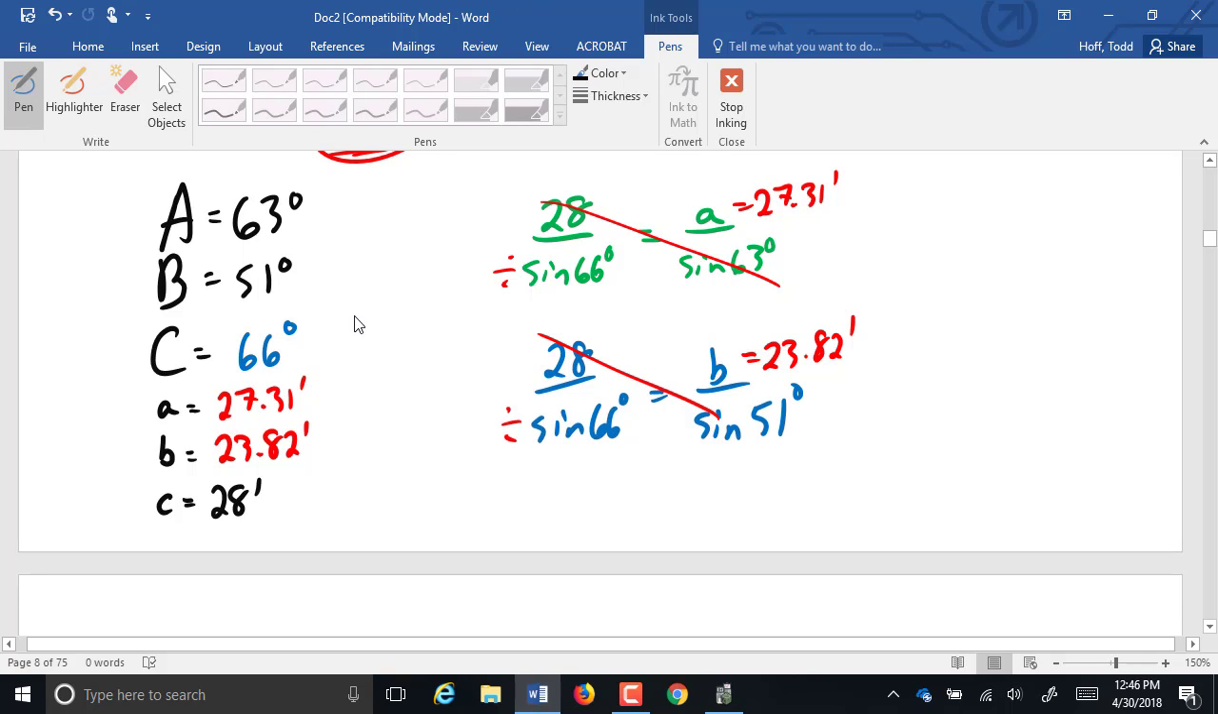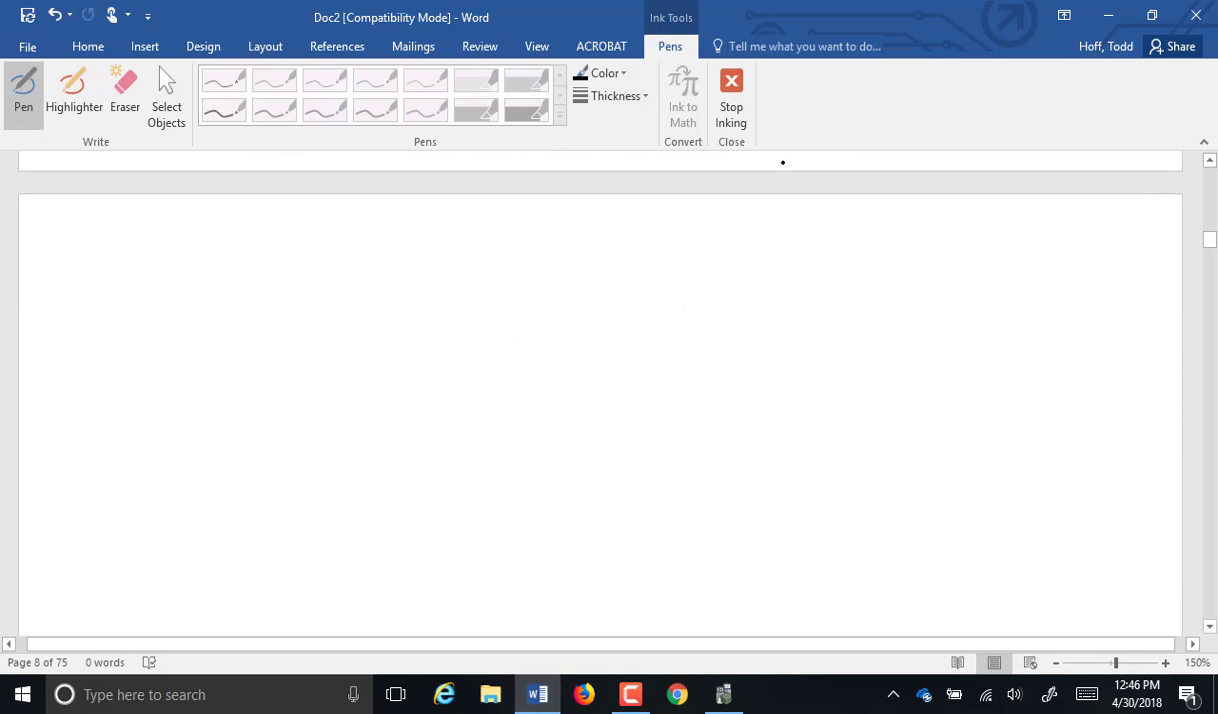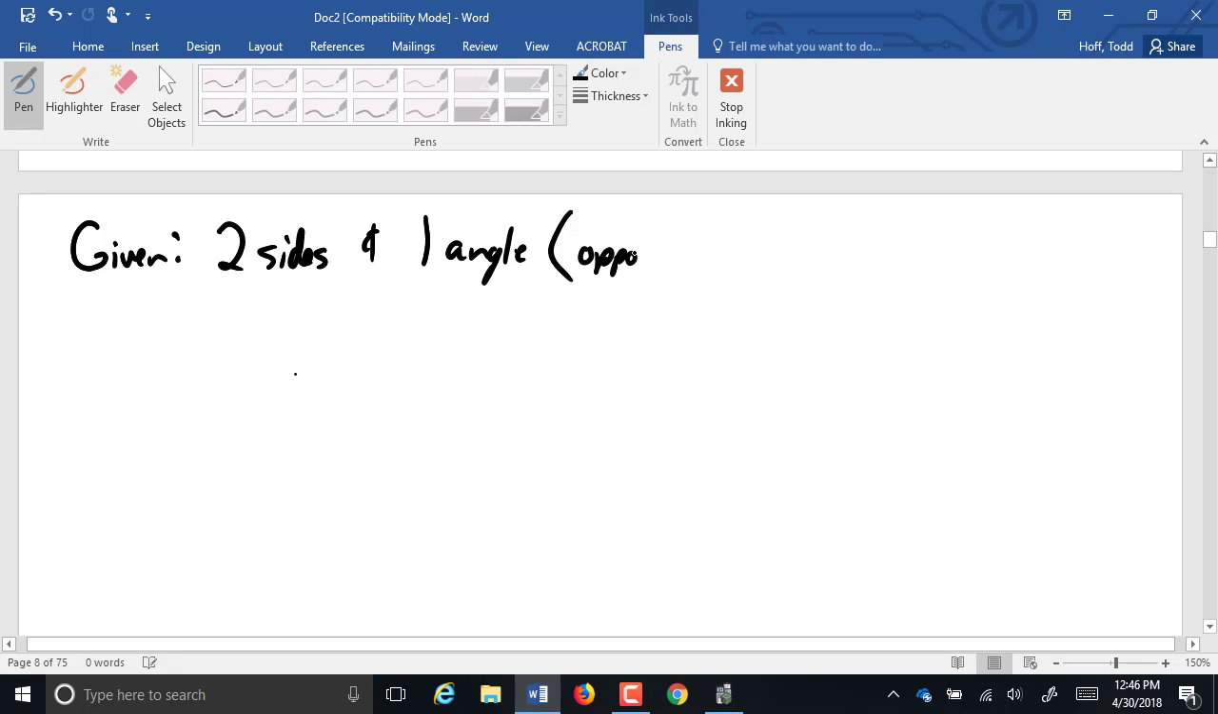Now, if we have two angles and one side, which is all the examples we've seen so far, it's pretty smooth sailing. The issues come when we are given two sides and one angle. I'm going to start out with the one angle being opposite the longer of the two sides. I'll show you why in a little bit.